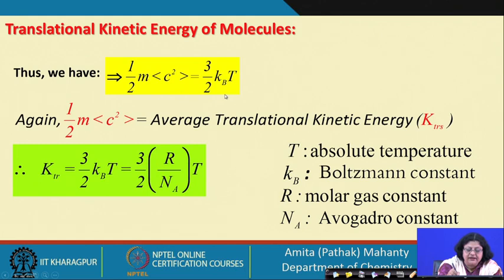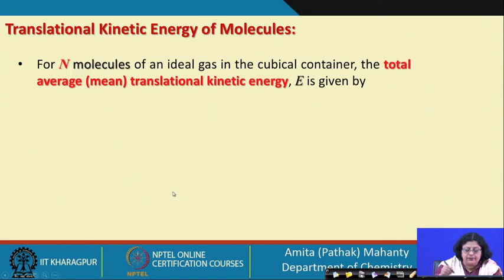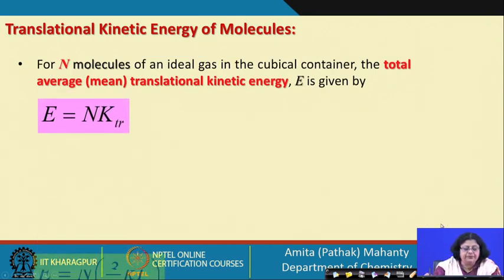that is kT, what is it? k is R by the Avogadro number. So, I can rewrite this kT as R by the Avogadro number. So, this is what we are going to get.